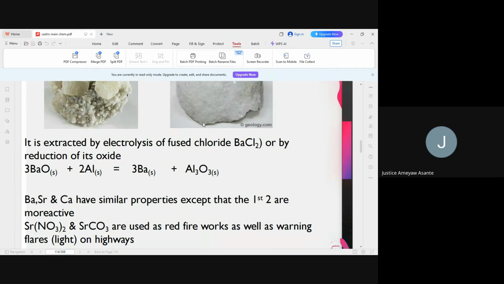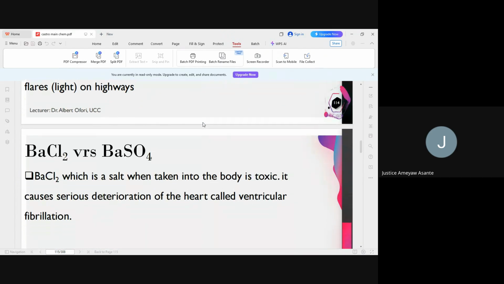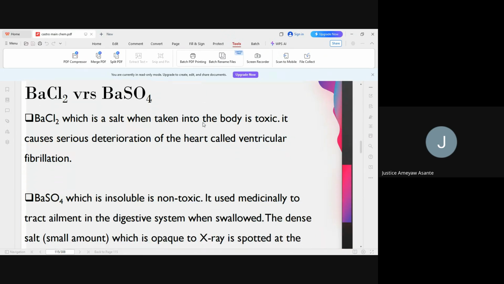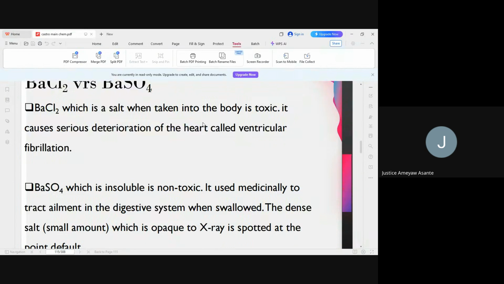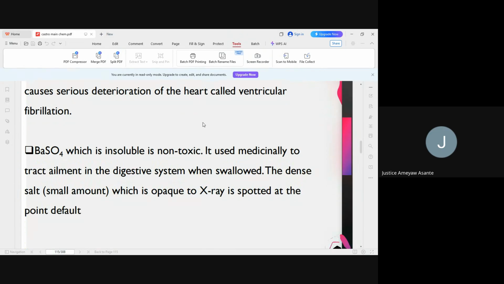It's extracted by electrolysis in a fused barium chloride. So either in the barium chloride or barium sulfate. Barium chloride, which is a salt, when taken into the body, is toxic. It causes serious deterioration of the heart, called ventricular fibrillation. Barium sulfate, which is insoluble, is not toxic.